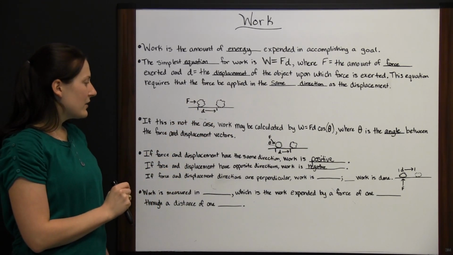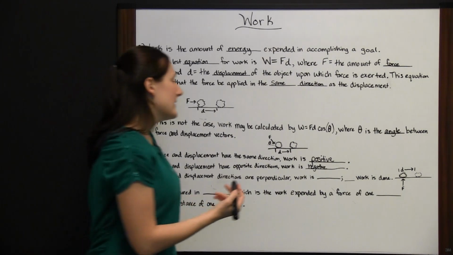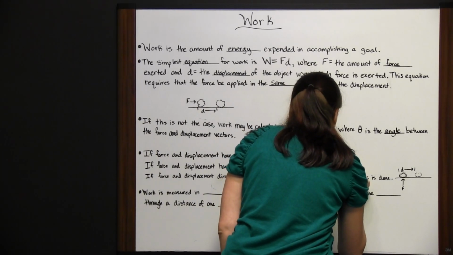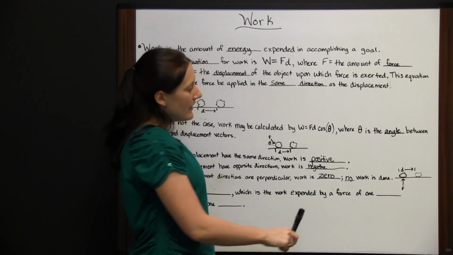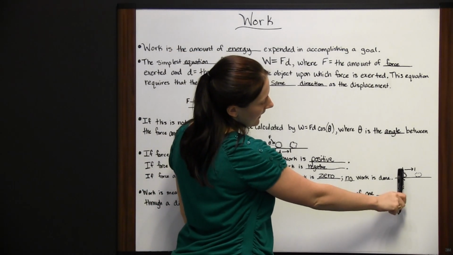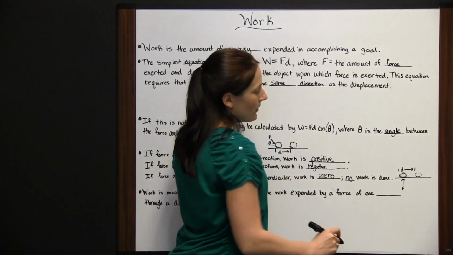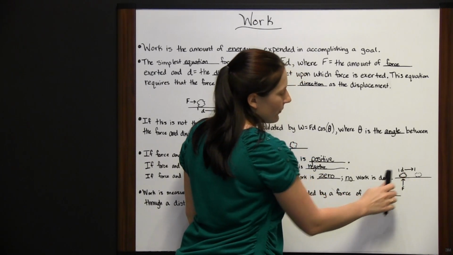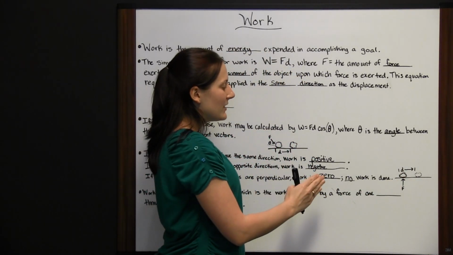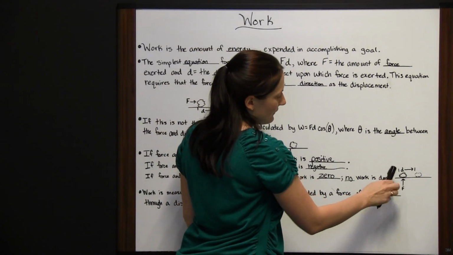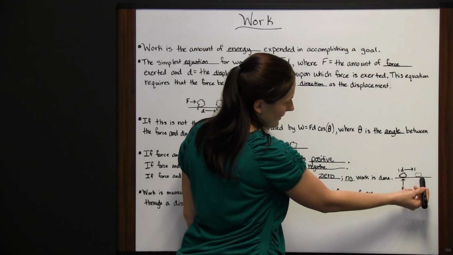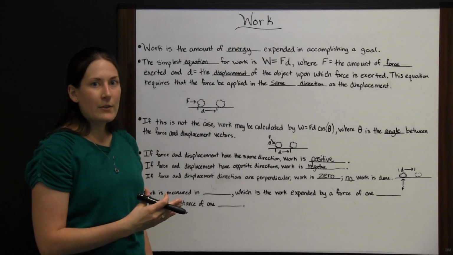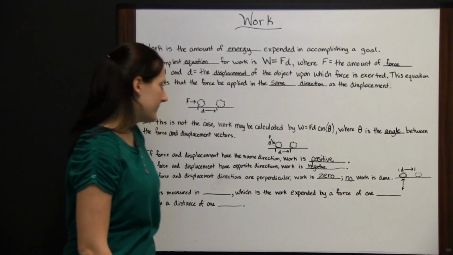And if force and displacement directions are perpendicular, work is 0. So the work done would equal 0. And that means no work is done. An example of that would be the ground pushing up on the boulder. The ground has its own force pushing up on the boulder. If the boulder is moved to the right, the ground's force against the boulder did not affect the displacement, and so no work was done by this force. So even though the boulder moved from here to here, the ground remained pushing up against the boulder, and no work was actually done by this force.